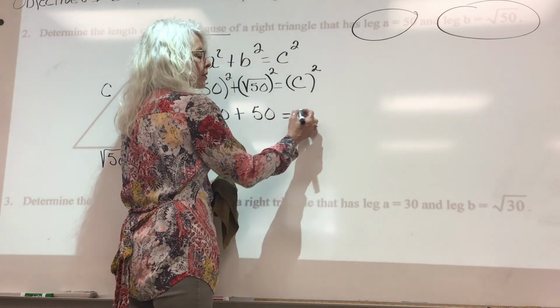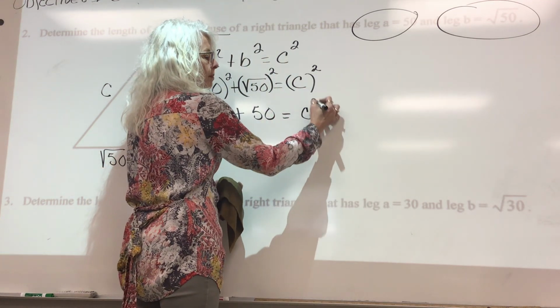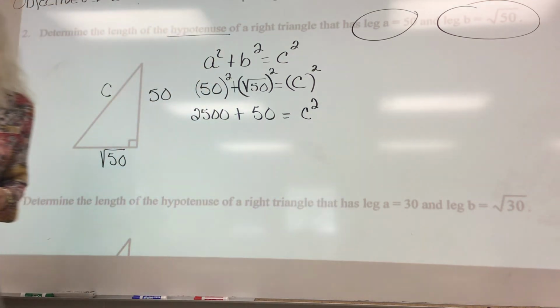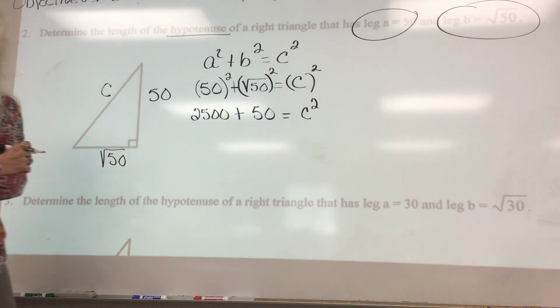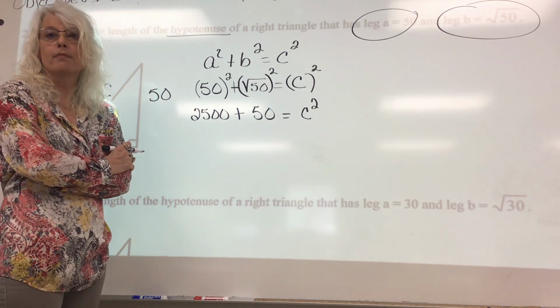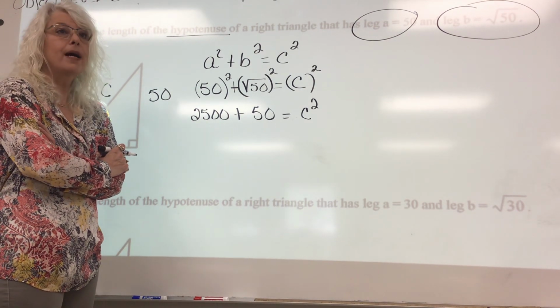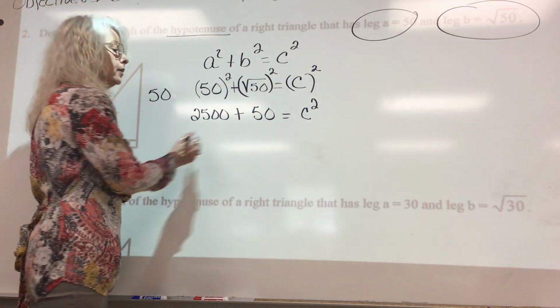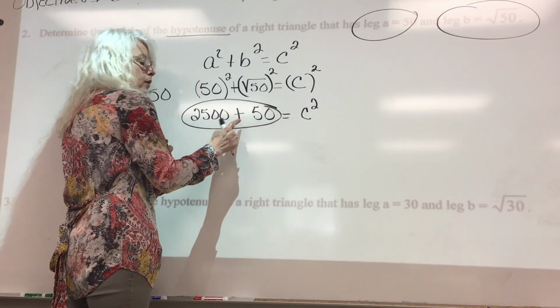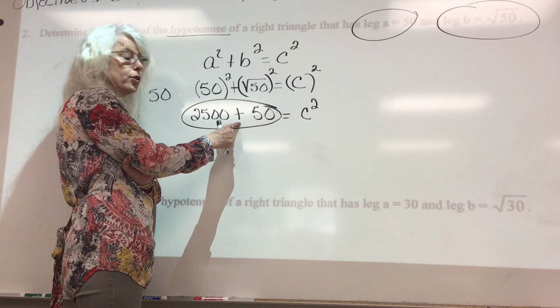And then we would do C squared, which is just going to be C squared. Am I going to add or subtract these areas? Are we finding a hypotenuse or a leg? Hypotenuse, so we're going to add or subtract? What's in between these two numbers? So you're going to add them.